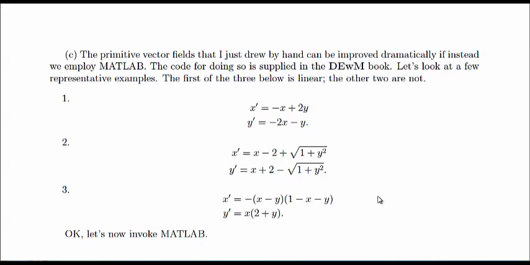Continuing, the primitive vector fields that I just drew by hand can be improved dramatically if instead we employ MATLAB. The code for doing so is supplied in the Differential Equations with MATLAB book, and let's look at a few representative examples. The first of the 3 below is linear. This one is clearly linear. The other 2 are not. This one is not linear, and example 3 is not linear. Okay, so let's now invoke MATLAB to get these done.